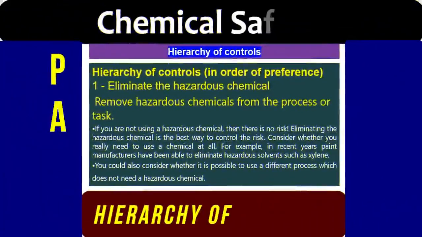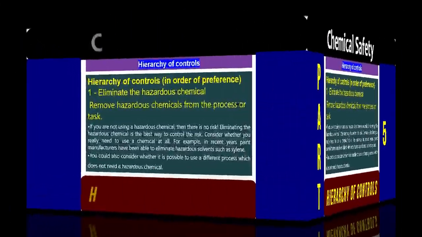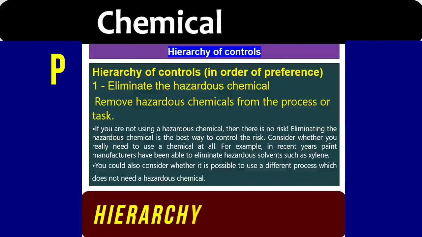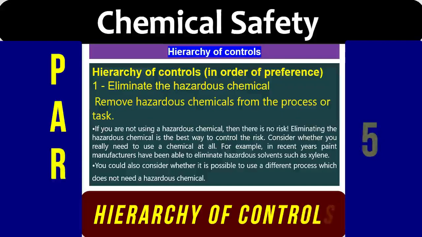Chemical Safety, Part 5. In Part 4, I just highlighted the bullet points of the hierarchy of controls and the order of preference with respect to chemical safety. In this training session, I'll go into detail on the meaning of hierarchy of controls and how we can control the chemical risk on site, and how we can identify and rectify the hazards at source while we are on a construction site.